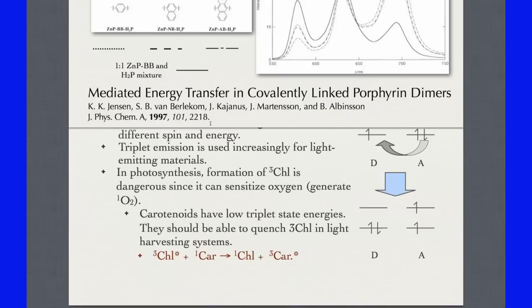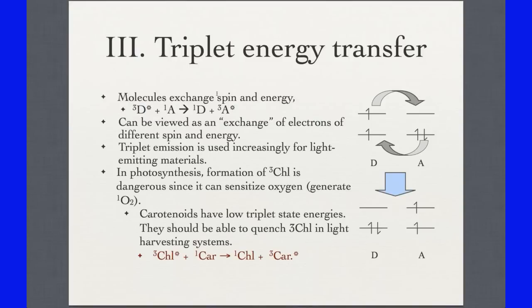And the third type of problem is called triplet energy transfer. It is energy transfer, but now involves a spin change in the donor and acceptor fragments. So it is more like an exchange process. And you can see that people are using that in the design of their light emitting material. And it also plays some role in photoprotection, because formation of triplet chlorophyll is dangerous, and the carotenoid may be able to help to quench such dangerous species.